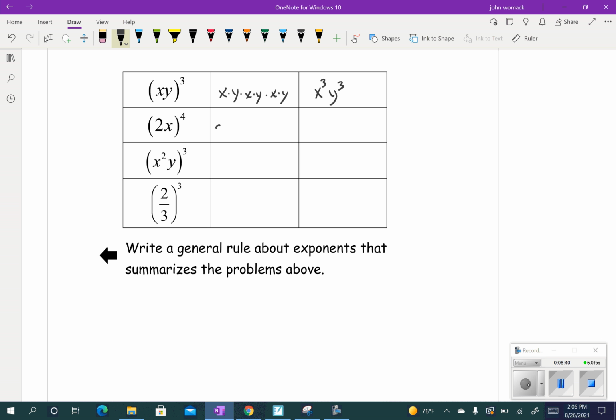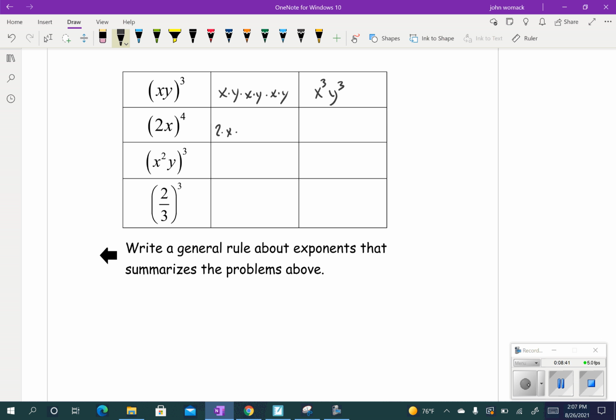Well, let's do the 2x. 2 times x times 2 times x times 2 times x. Oh, I need another one, sorry. Times 2 times x. So you end up with 4 2's and 4 x's. So it ends up being 2 to the 4th, x to the 4th. x squared y to the 3rd. So we're going to do it 3 times.